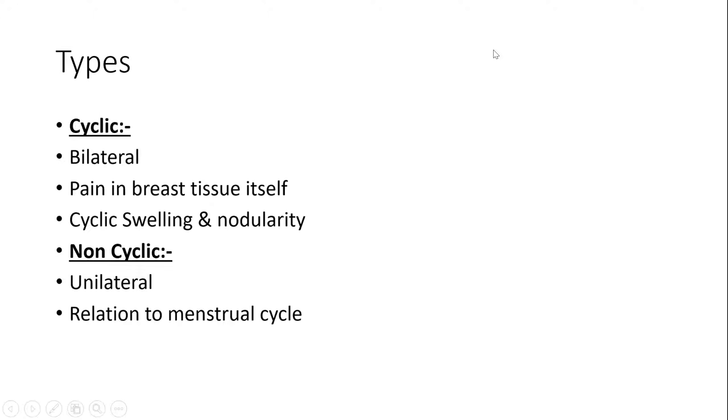Types of mastalgia: cyclic and non-cyclic. Cyclic is usually bilateral. Here the pain arises in the breast tissue itself. It is associated with cyclic swelling and nodularity of the breast tissue. Non-cyclic is usually unilateral and it is not related to the menstrual cycle.